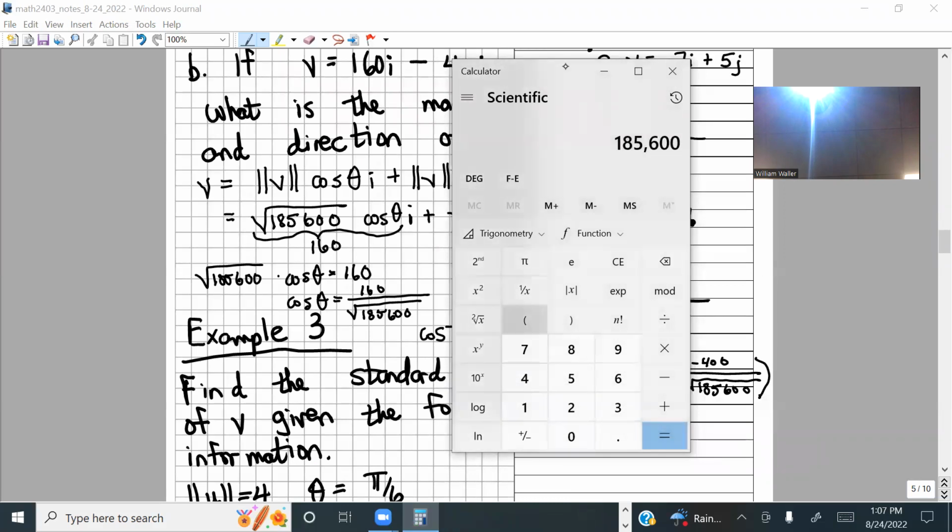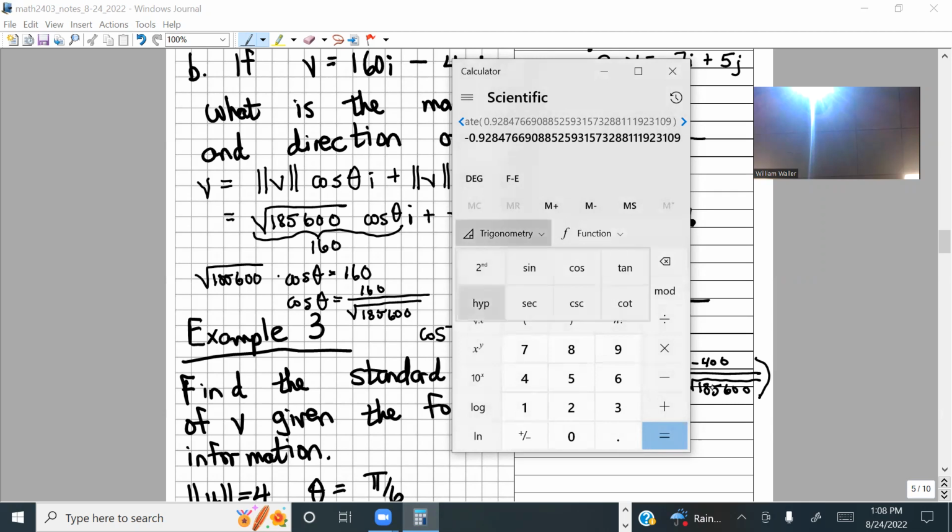185,600. Let's take the square root of that. So that's 430. Now let's invert that, so let's take 1 over x and multiply that by 400. So I get this. Let's change the sign because it was supposed to be negative, right? And now let's compute the inverse sine of that.